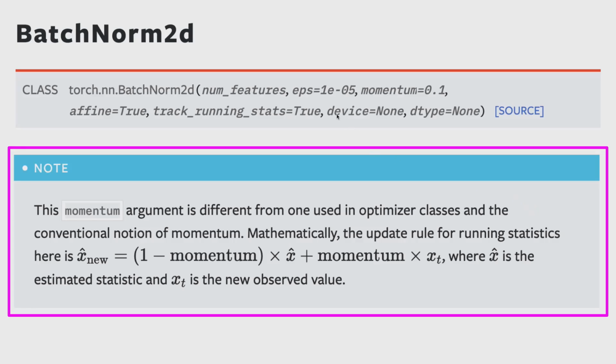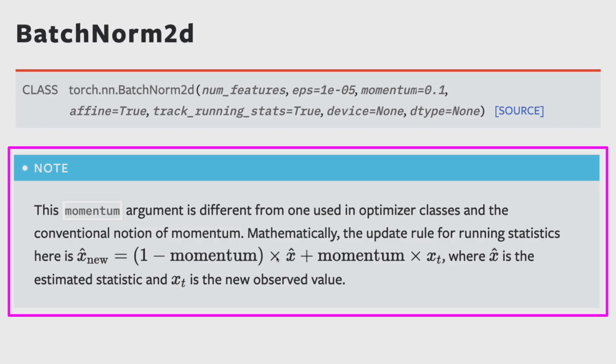Here is BatchNorm2d in the PyTorch documentation, and I'm highlighting this momentum argument. This is different from the one used in optimizer classes and the conventional notion of momentum. Mathematically, the update rule for running statistics here, in the case of batch norm, is that the new average, x hat new, is (1 minus momentum) times x hat plus momentum times x_t, where x hat is the estimated statistic and x_t is the new observed value.